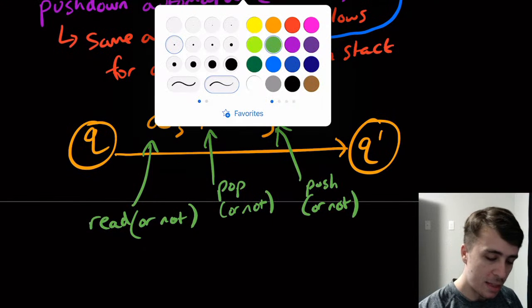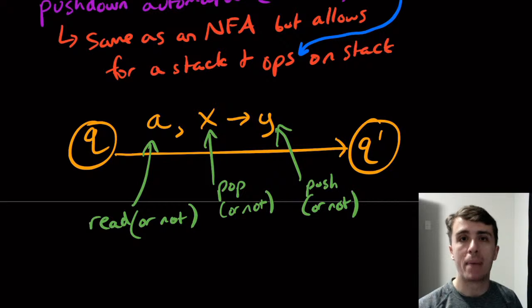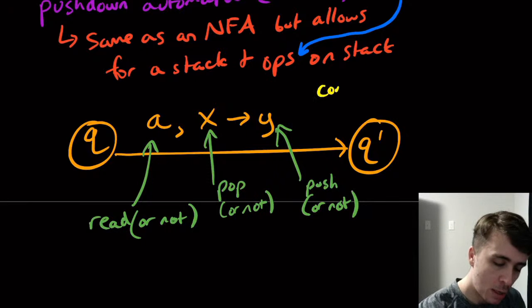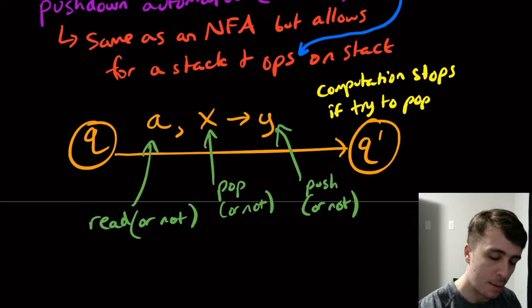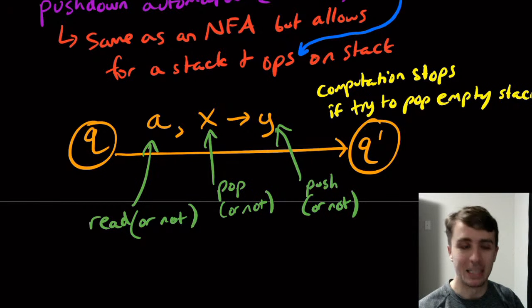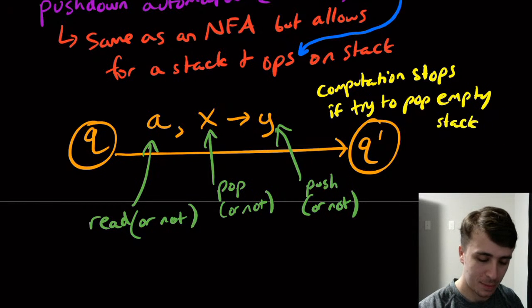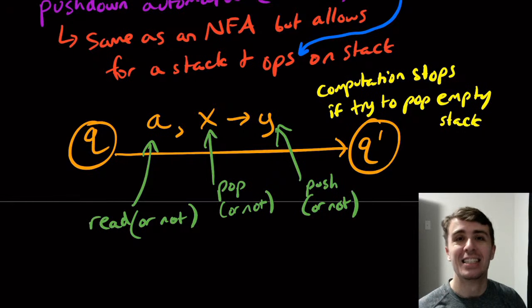One thing that you might wonder is what happens if we try to pop an empty stack? You can always push onto a stack because it can grow arbitrarily big. But if you try to pop, it may not have anything on it. And so what happens then? The computation stops if we try to pop an empty stack. The technical term for this, believe it or not, is the PDA hangs itself. Not the lightest terminology of all time, but the PDA hangs because it can't go anywhere.